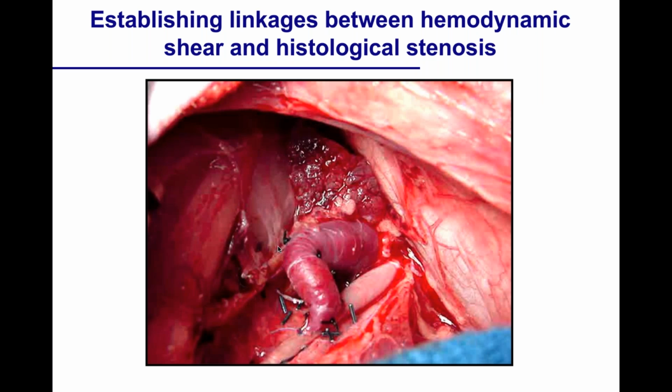So with that background, one of the major interests of our research group over the last probably now 8 to 9 years has been an attempt to establish linkages between hemodynamic shear and histological stenosis. I apologize, this video is not playing, but in order to do this, we've developed a pig model of arteriovenous fistula stenosis, where we basically connect the femoral artery in a pig to the femoral vein in this configuration shown over here.